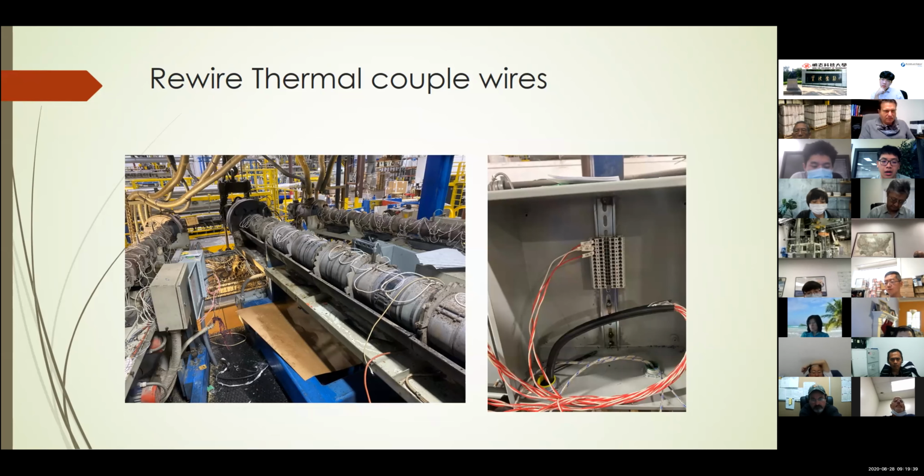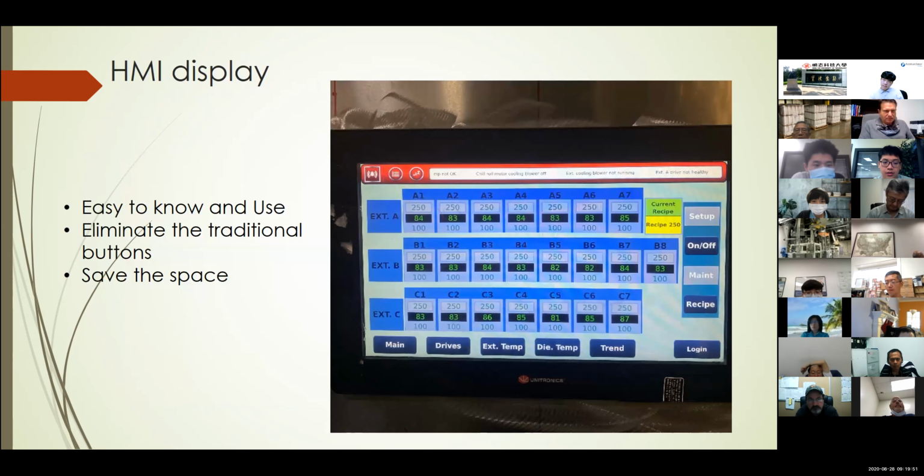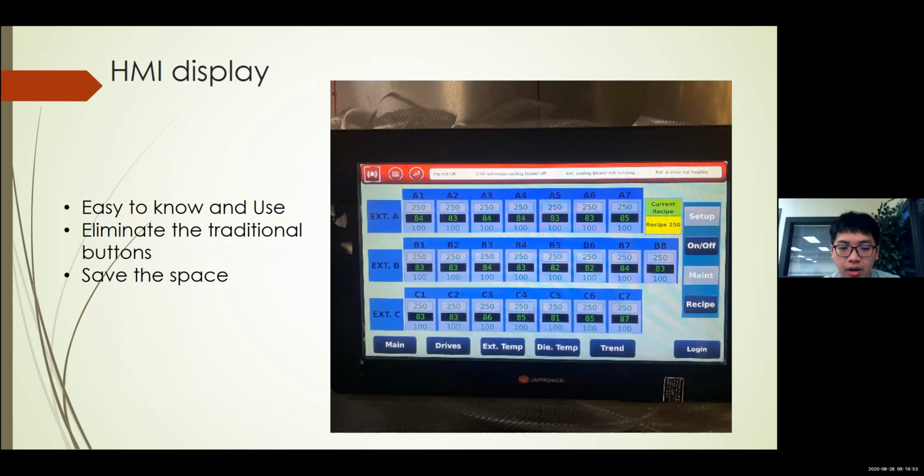Through the thermocouple wire, we read the temperature value from the machine and send it back to the PLC and HMI interface for the control process. Using the HMI, we can quickly and clearly understand the temperature of all areas. The temperature can also be adjusted directly through the HMI. Compared with the traditional button control, it saves a lot of space and makes operation and monitoring more convenient.